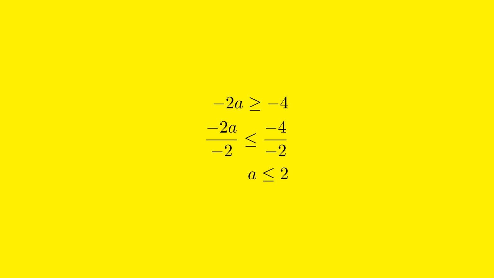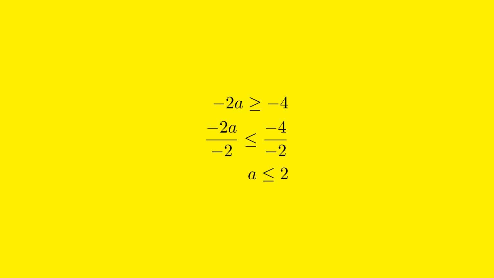Now that we have the inequality minus 2a greater than or equal to minus 4, we need to isolate the variable a. To isolate a, we must get rid of the coefficient that is multiplied by a. The coefficient here is minus 2. To do this, we will divide both sides of the inequality by minus 2. However, it's important to remember that whenever we divide or multiply both sides of an inequality by a negative number, we must reverse the inequality sign. Let's perform the division now.